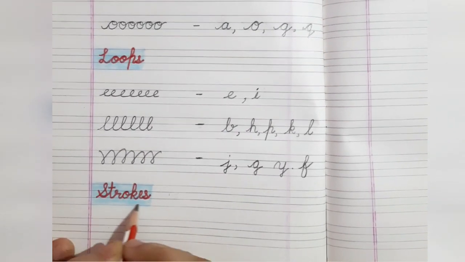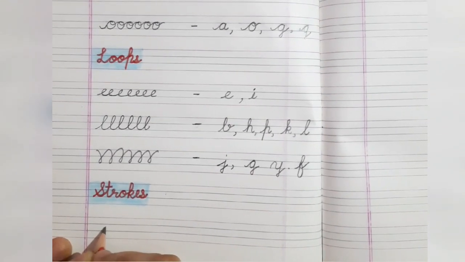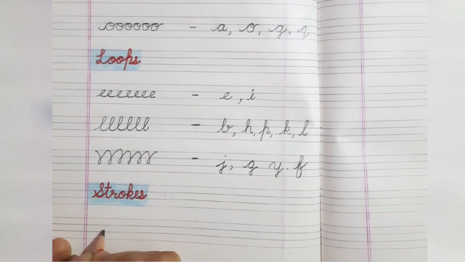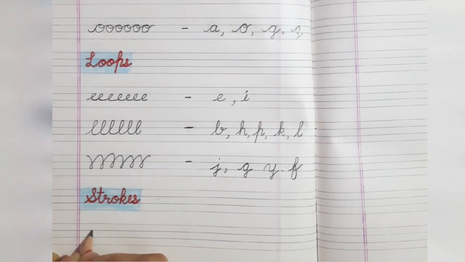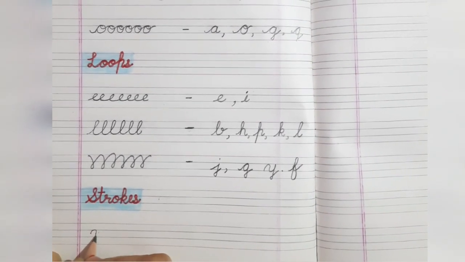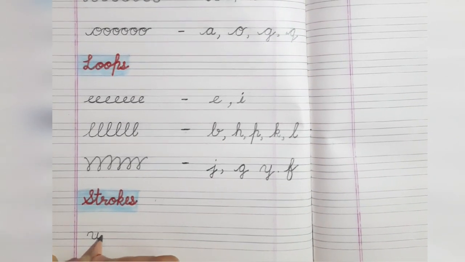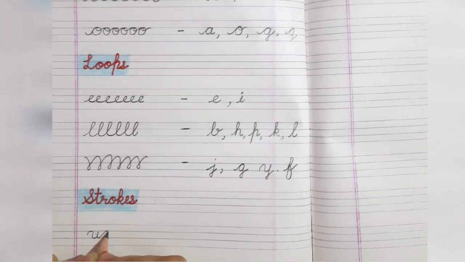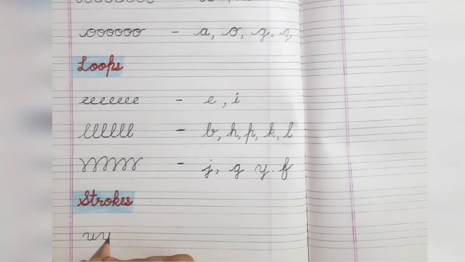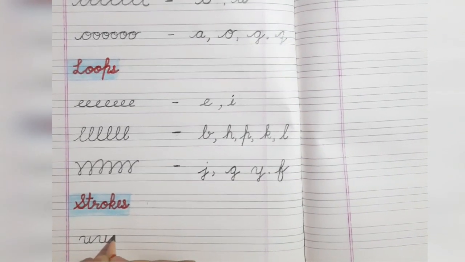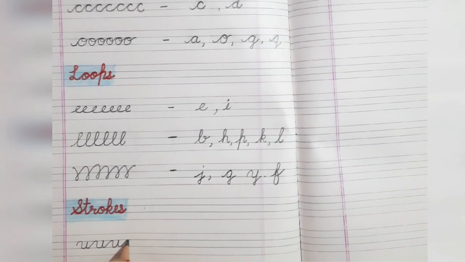Now come to strokes. Put your pencil in the middle of waistline and tail line and start stroke. Up, curve, down. Up, down. Then slanting. Curve, down, curve, up, down. Slanting. Like this.